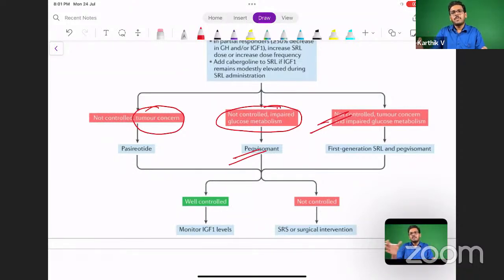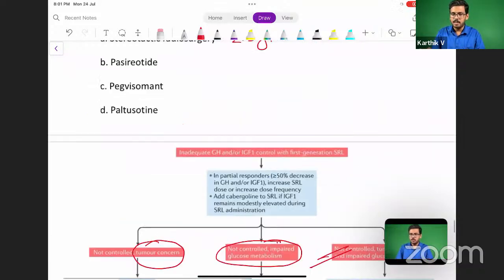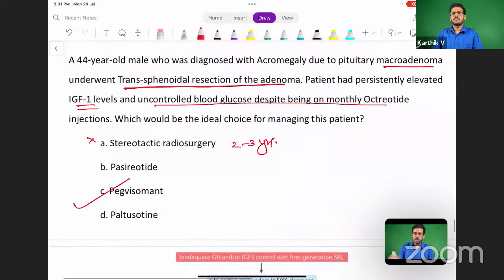Similarly, pegvisomant is a growth hormone receptor blocker. So growth hormone cannot exert feedback inhibition on the pituitary adenoma, due to which the pituitary adenoma can increase in size. So if tumor size is the concern and you are worried about the mass effect due to the tumor, then you will not use pegvisomant. In such a case, we will use pasireotide. Whereas if uncontrolled diabetes is your concern, then pegvisomant would be the best option. So the answer for our question is pegvisomant.